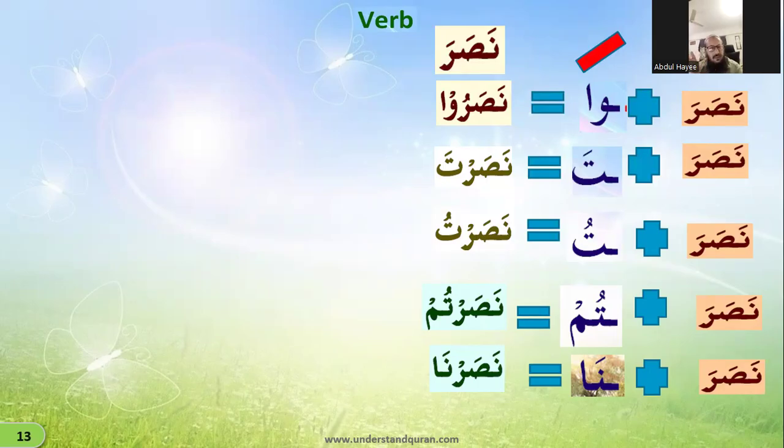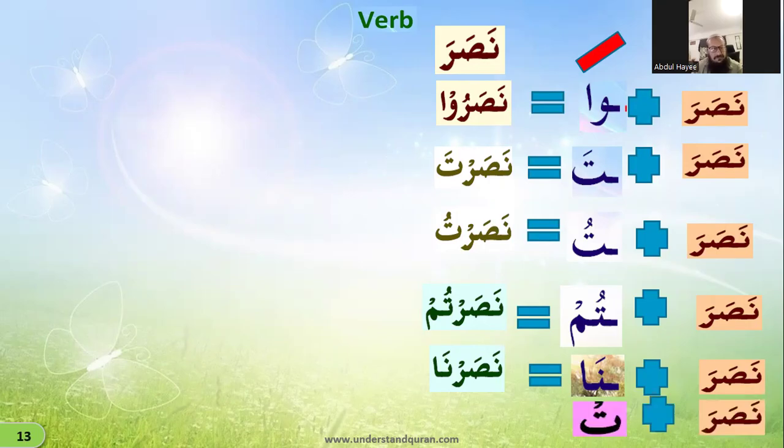Khalaqa, khalaqu, khalaqta, khalaqtu, khalaqtum, khalaqna, khalaqat. Next is zakara. Attach the three letters of zakara: zakara, zakaru, zakarta, zakartu, zakartum, zakarna, zakarat. The next is abada, three letters and badal. Attach them: abada, abadu, abadta, abadtu, abadtum, abadna, abadat. So this is the way we can make the madi verb.